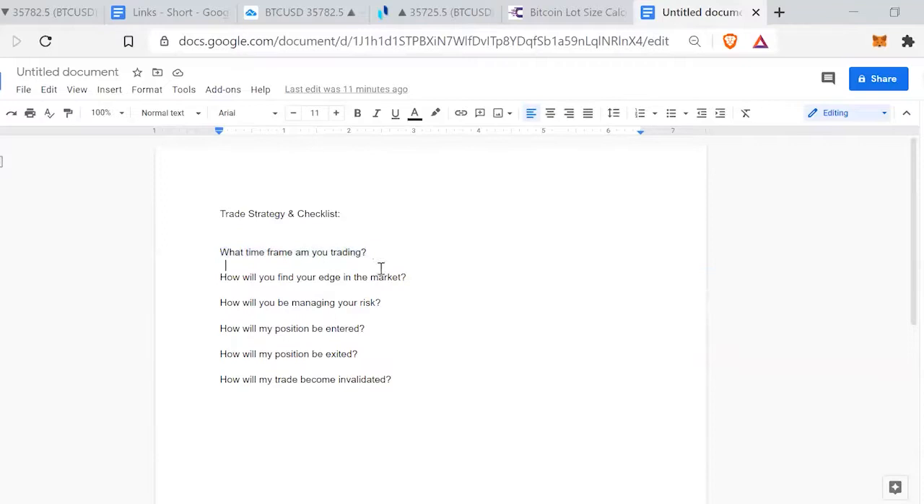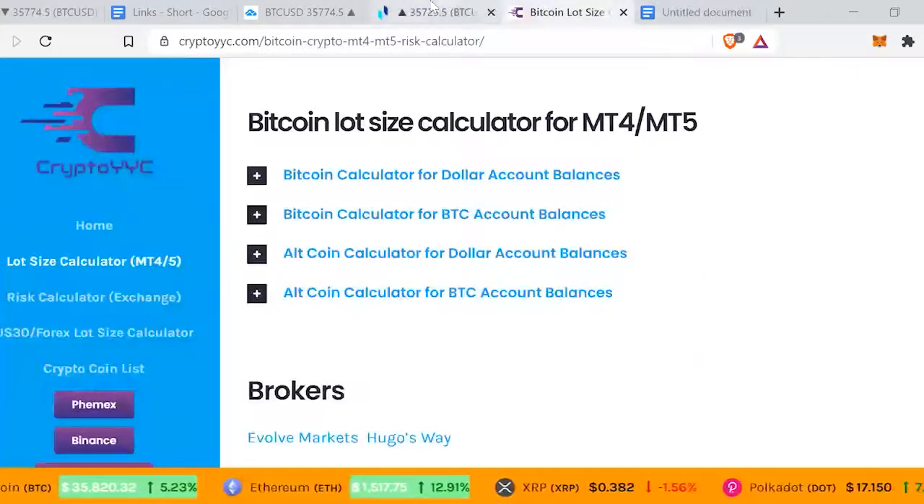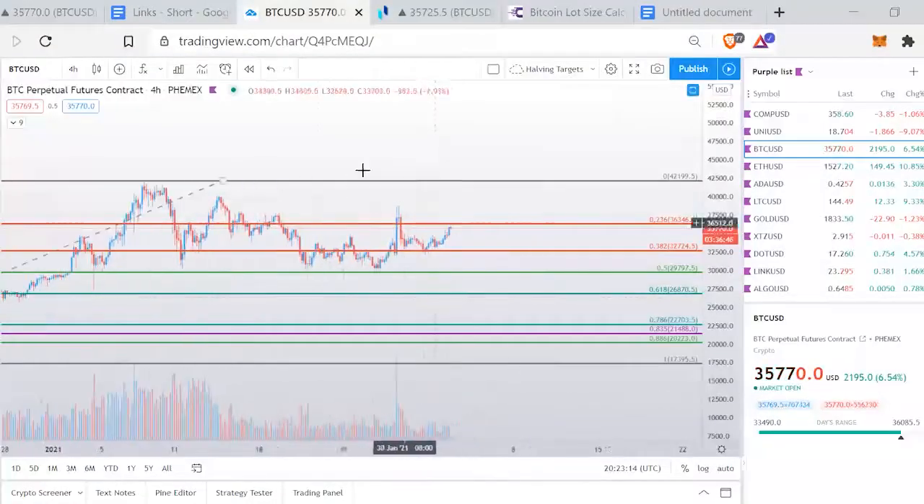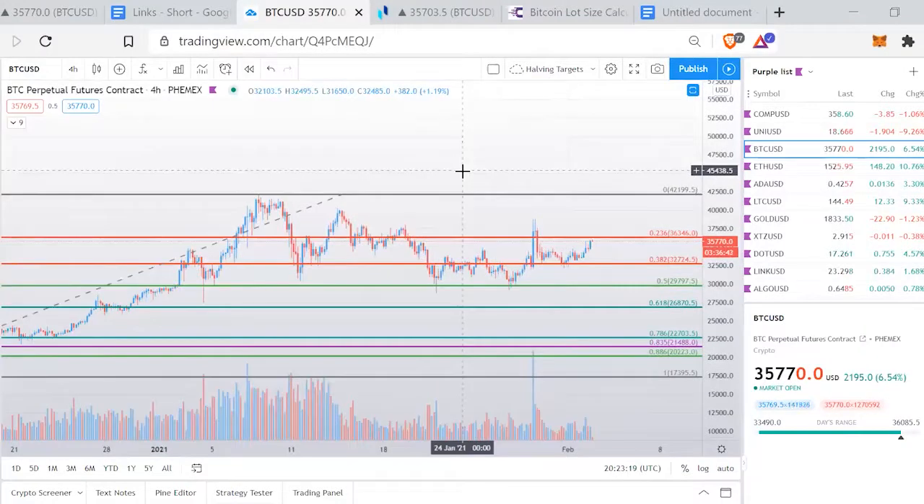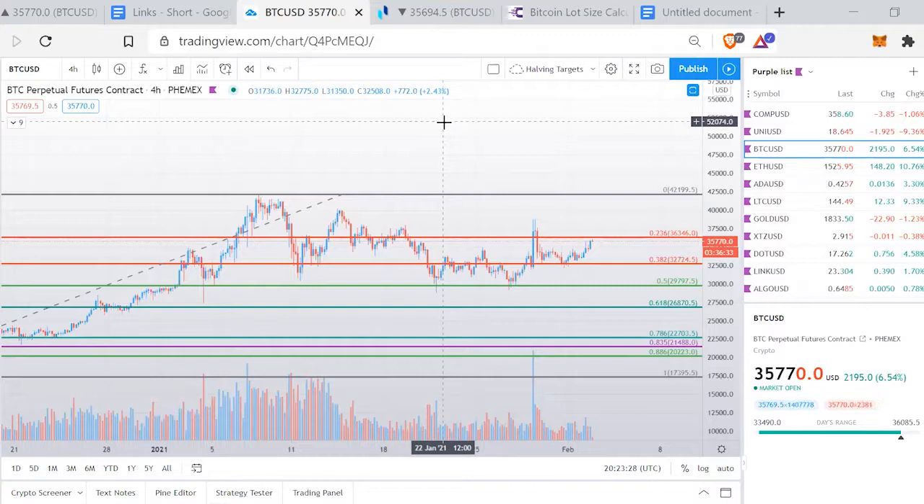So secondly, how will you find your edge in the market? What is going to give you an edge? If you're new to trading, this may take you some time to learn, but the markets are made to make a lot of people lose a lot of money. About 95% of traders lose money while trading. So you have to know that the sentiment of all of these traders is usually the same.